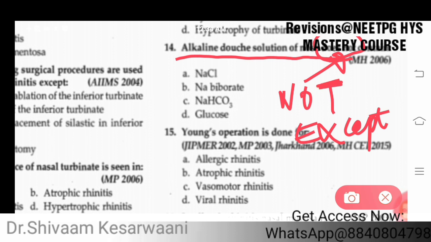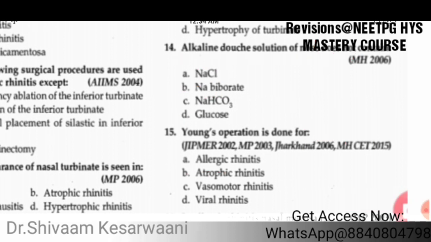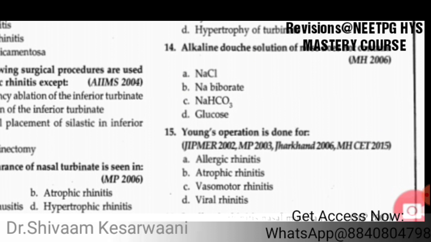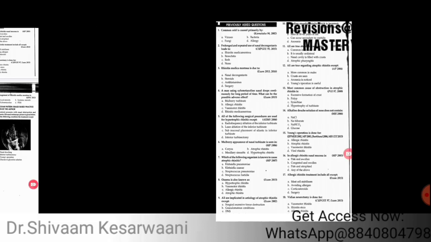So if you see, NaCl is there, sodium biborate is there, and sodium bicarbonate is there. So what is not there? Glucose was not there. Young's operation is done for atrophic rhinitis. So it is becoming easy for you now to answer these questions.